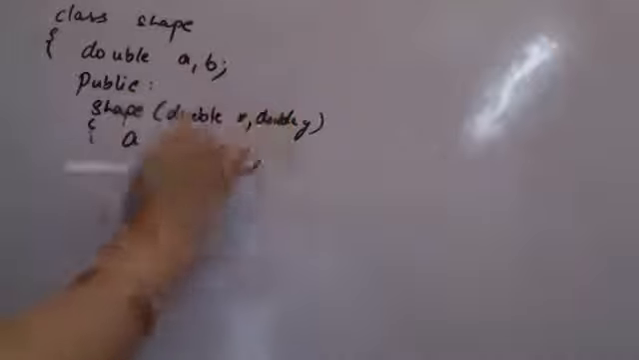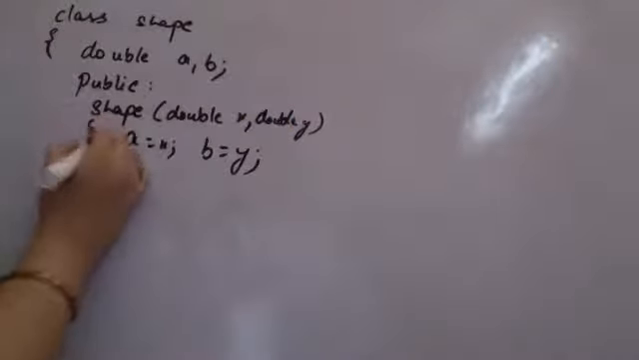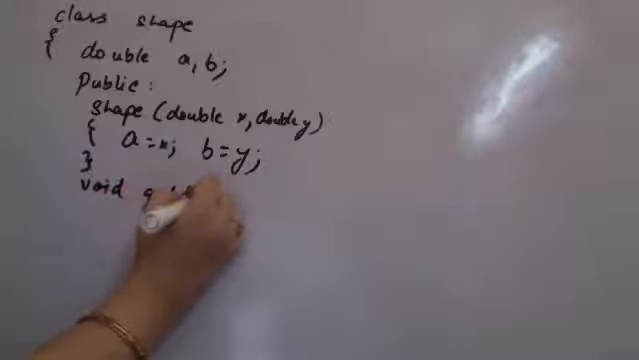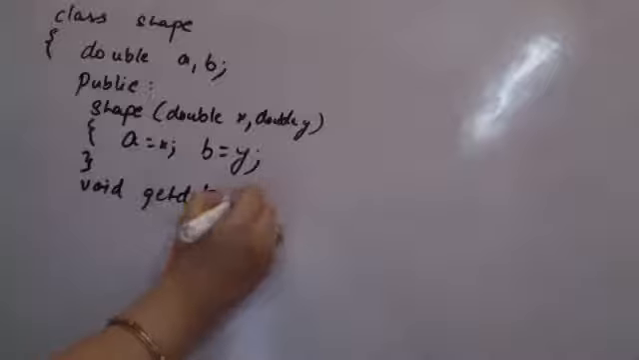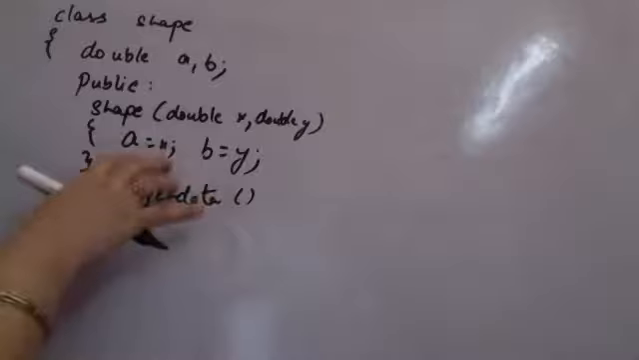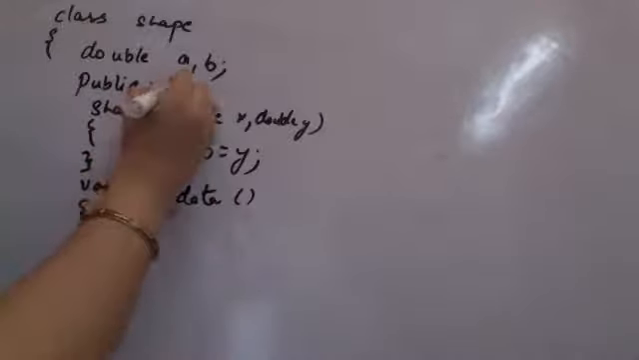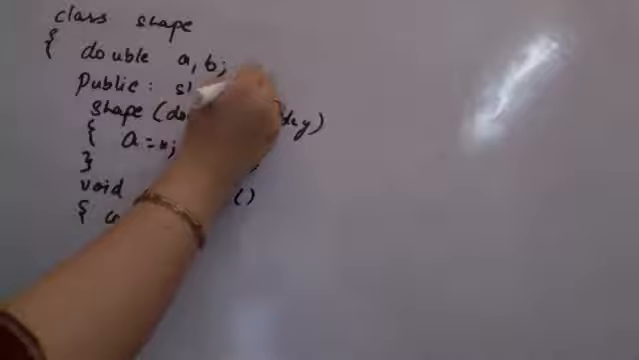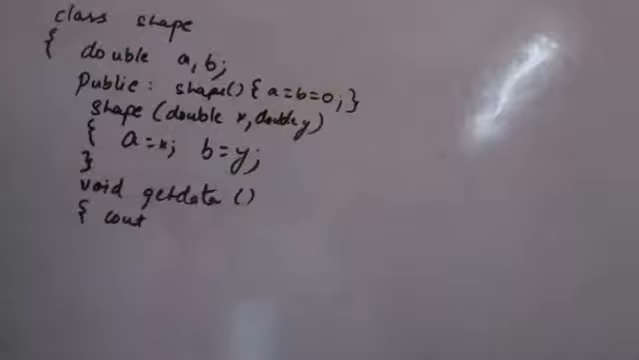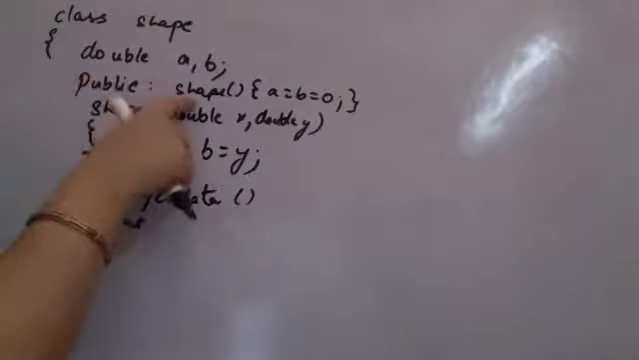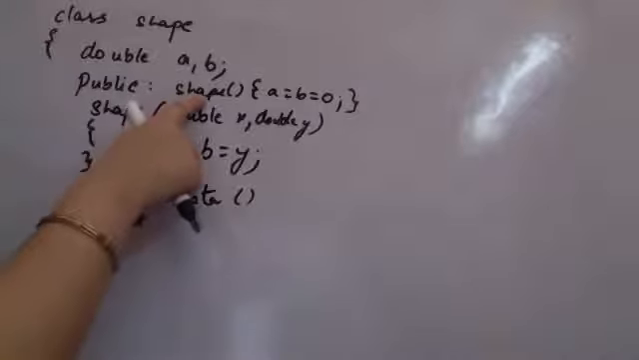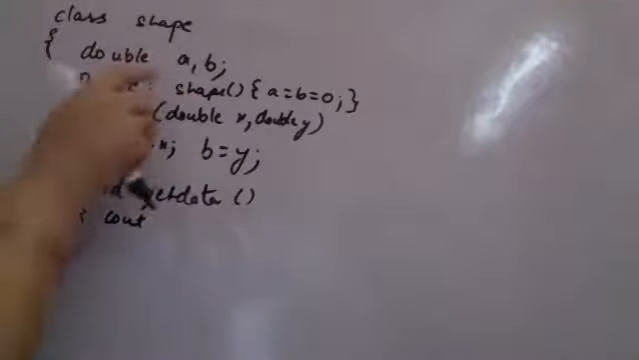The values of X and Y are copied into A and B. Then I am having another function, void get data, in which I can ask the user to enter the data. If supposedly I don't want to call this function, I can also create another shape constructor in which I initialize A is equal to B is equal to 0. I'm just initializing them to be 0. This is my default constructor. This is my parameterized constructor. There are two constructors here.